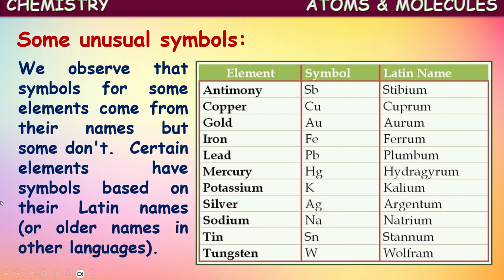And next, some unusual symbols. A few elements are given names from the Latin language. They are called Latin names of the elements. Here: antimony, copper, gold, iron, lead, mercury. These are the elements and their English names. The Latin names are stibium, cuprum, aurum. So while giving the symbols to these elements, we are selecting from the Latin name.